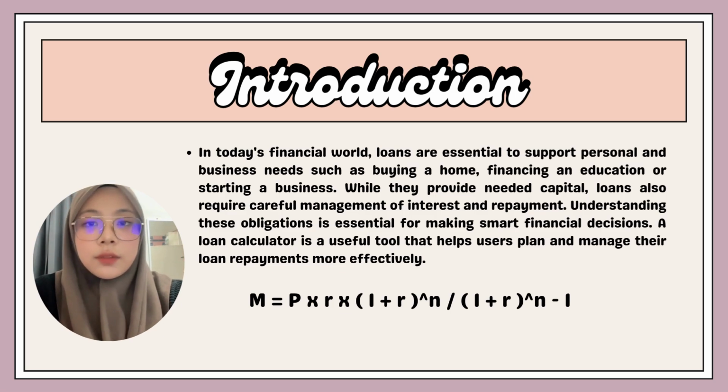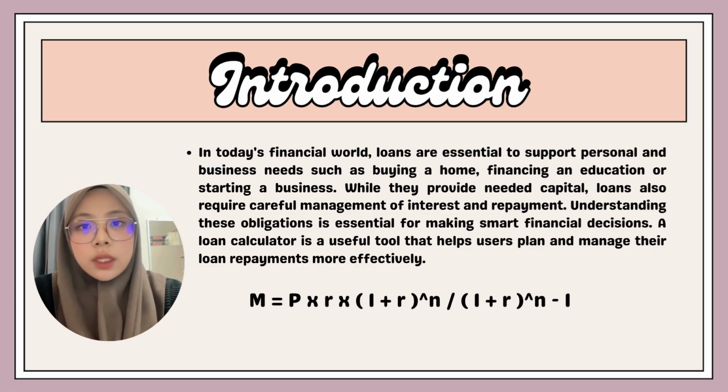Okay, in the first slide, we provide the equation to calculate the loan. M stands for monthly payment, P is the loan amount principal, R is the monthly interest rate, annual interest rate divided by 12, and N is the total number of monthly payments, loan term in years times 12.